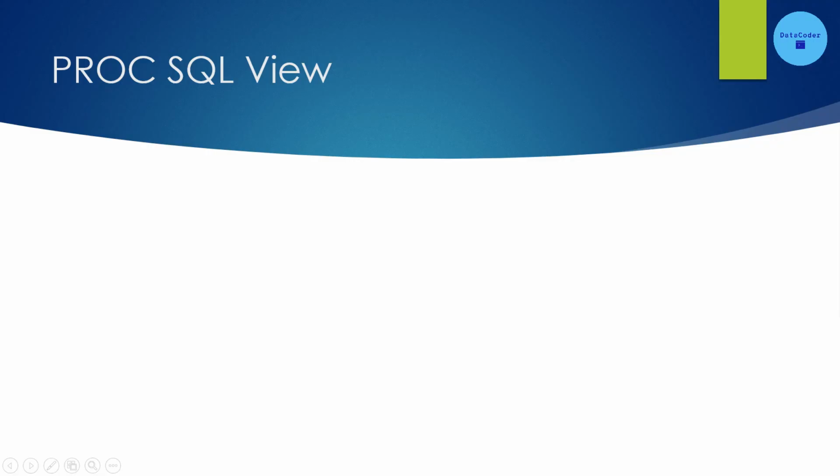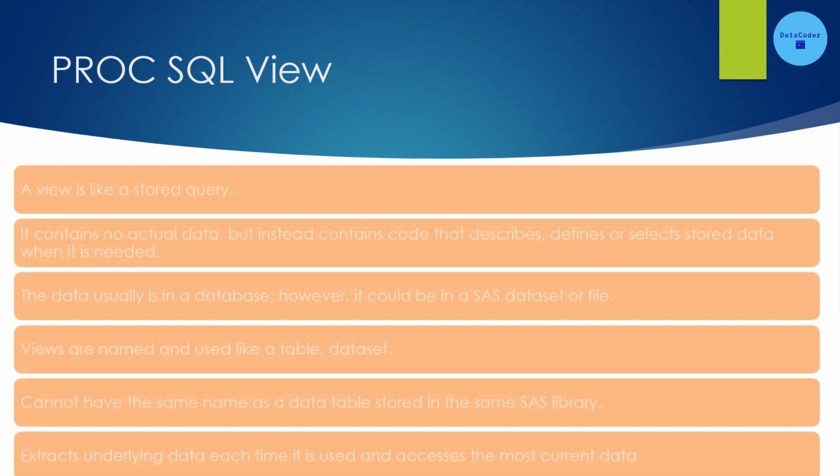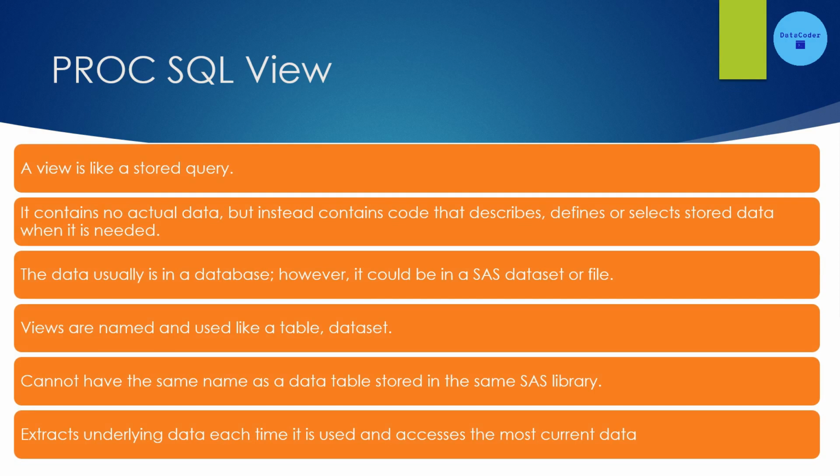So let's get started. What is a proc SQL view? A proc SQL view is like a stored query. It contains no actual data but instead contains code that describes, defines or selects stored data when it is needed. So if a view doesn't contain the actual data, when we execute the query we just get a snapshot of the data. The data usually is in a database, however it could be in a SAS dataset or a file.